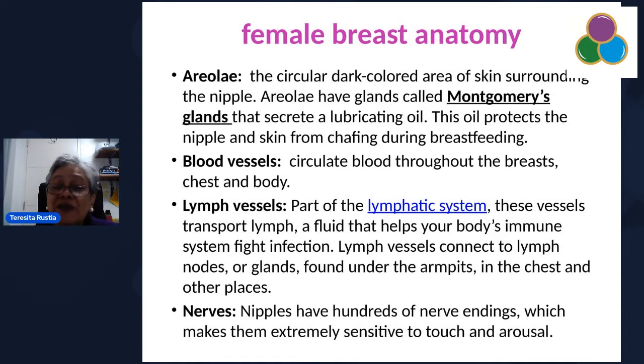The white blood cells released by the lymph nodes will pass through the lymph vessels and be delivered to that part of the body where there is an infection or an inflammation, so that the microorganisms that could be growing and causing the infection could be engulfed by the white blood cells. Now, as I've said, there are nerves, and nipples have hundreds of nerve endings, which makes them extremely sensitive to touch and arousal.